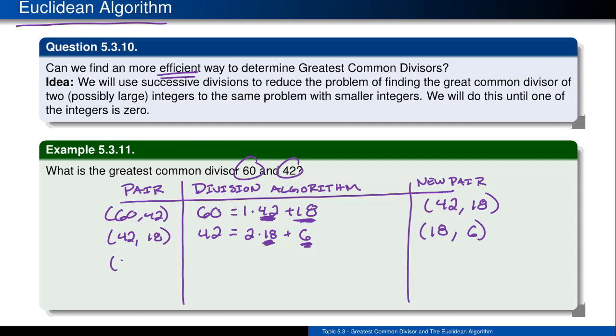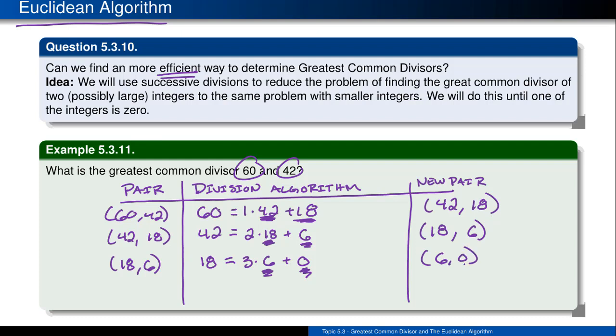So I'm going to now start with this new pair of 18 and 6. I'm going to run the division algorithm on this pair, which is going to give me an 18. And in this case, I know that 6 goes into 18 very nicely. It's going to go in 3 times, and I'm going to be left with a remainder of 0. So my last new pair is going to be that 6, and now I'm going to have that remainder of 0. And that's actually going to be my stopping point.